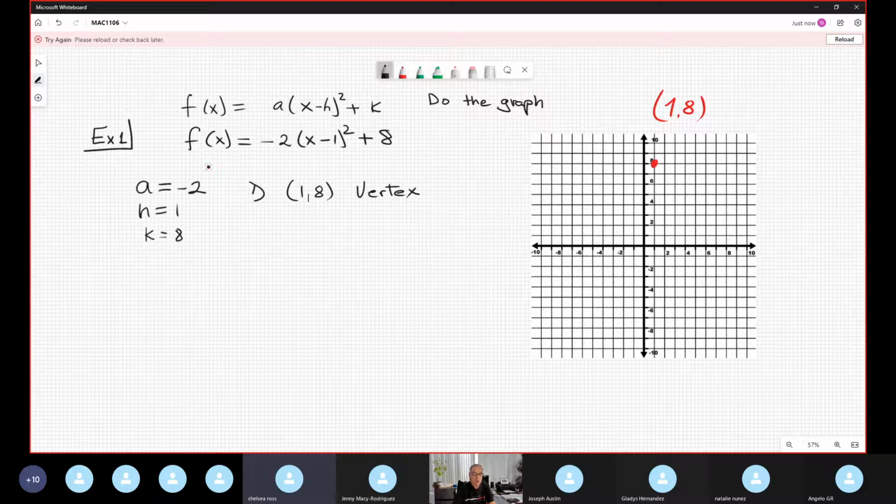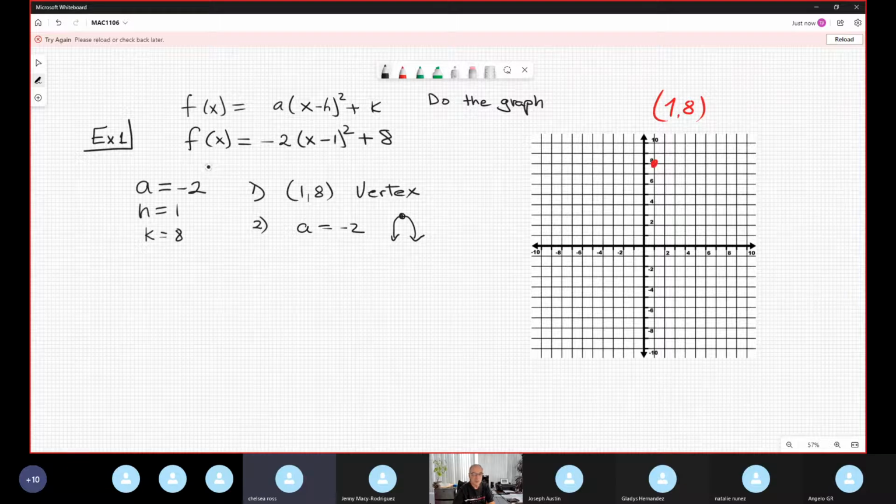Okay, number 2: in what direction does this parabola open? I see that A is negative. Therefore, my parabola opens down. And I know that the vertex is (1, 8). When I finish the problem, I see the parabola opens down. I don't know exactly where yet. Open down.